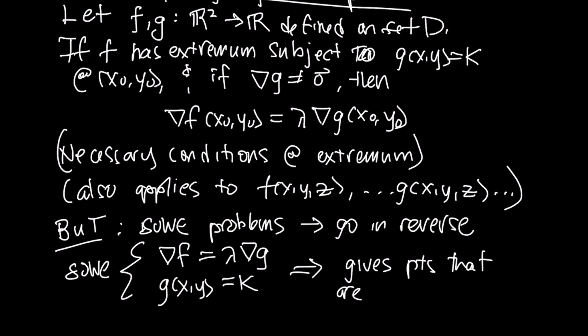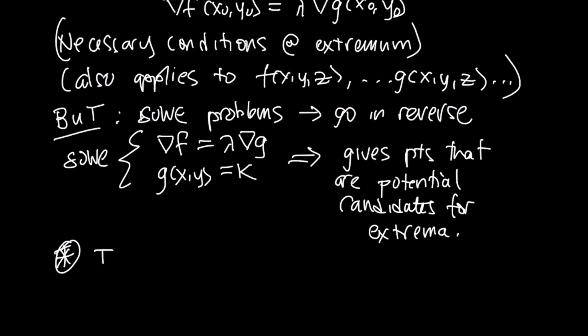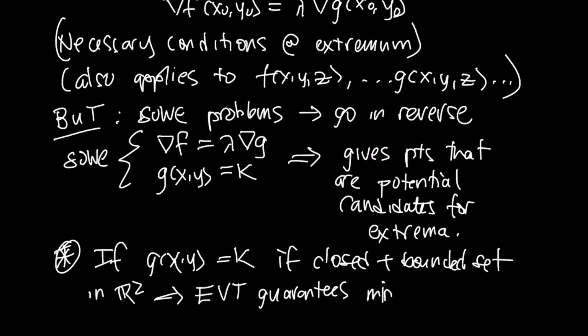When you run this thing in reverse, there's no guarantee that the points you find are always going to be min or max. We don't know ahead of time if we have a max or min. So it's a typical math thing that we reverse the process to find potential candidates, and then you need other information to be able to find it. Really important: if this constraint equation, which is limiting the points we're going to search at, is a closed and bounded set in R2, then the extreme value theorem guarantees we have to have an absolute min and max. So then these points will be the right points. If you don't have a bounded constraint, then you need other arguments to be able to determine whether you really do have a min or a max.